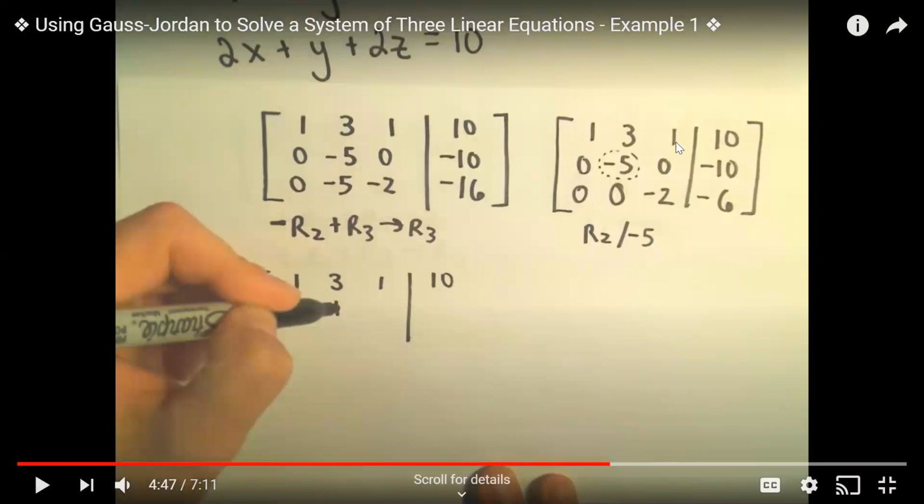Now you can see very clearly that we have 1, 3, 1, and 10 as the first row, and second 0, -5, 0, -10. Nothing happened to the second row because this operation resulted in replacing R3. This operation produced a special type of row that replaced the already placed R3. Before, it was 0, -5, -2, -16. After this operation, it becomes 0, 0, -2, -6. Now you can see very clearly that I have a U matrix here. Because this was my A, and now it has all the required characteristics of an upper triangular matrix.